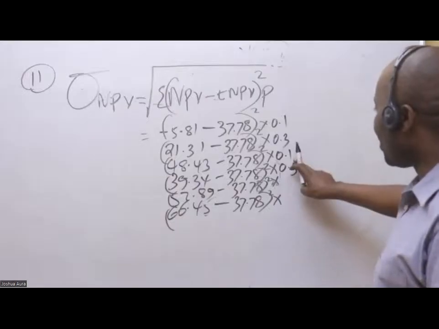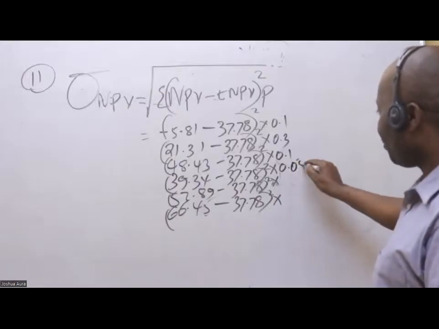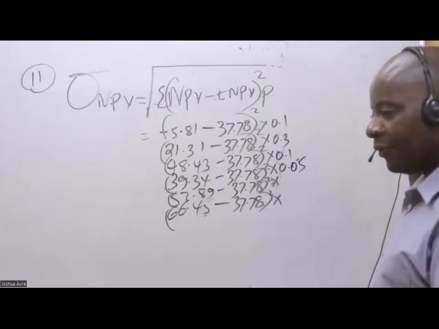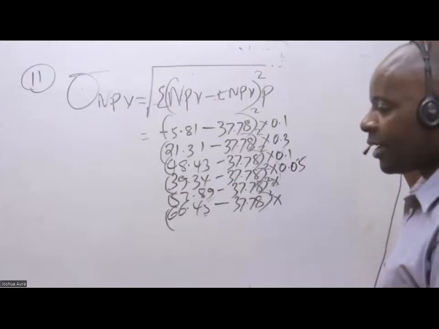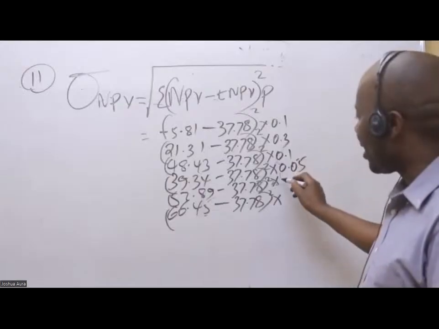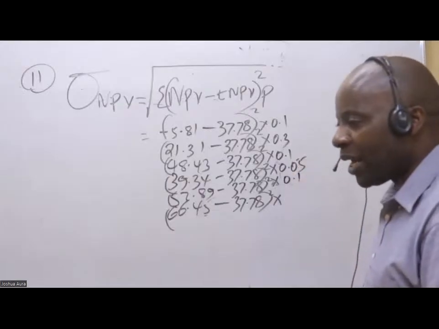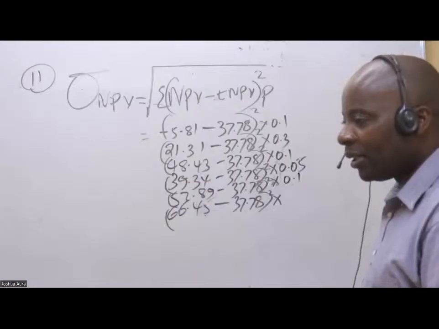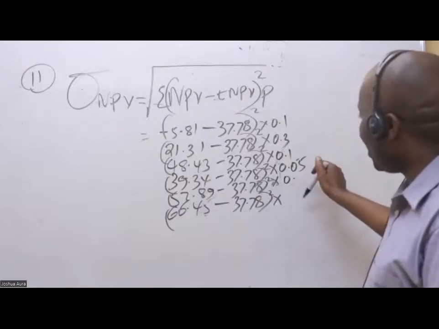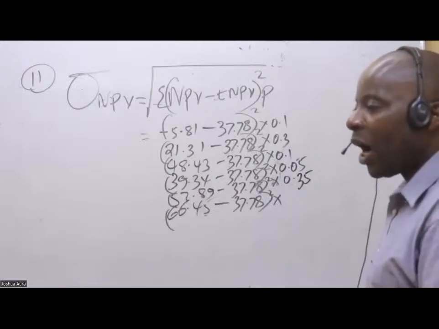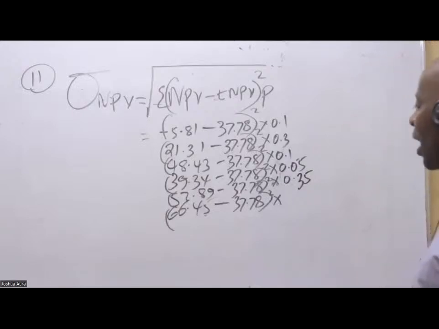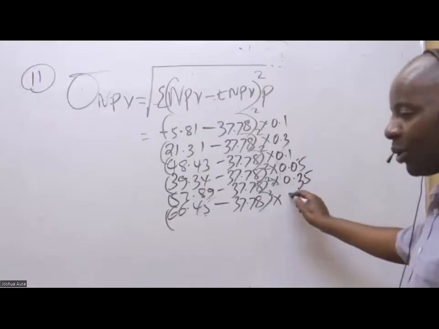No, they are telling me it is 0.05 here. The fifth one, how about the fifth one? They're saying it is 0.1. Oh, they're giving me different figures. The fifth one, they're telling me it's 0.35. How about the very last one now? The very last one now is 0.1.